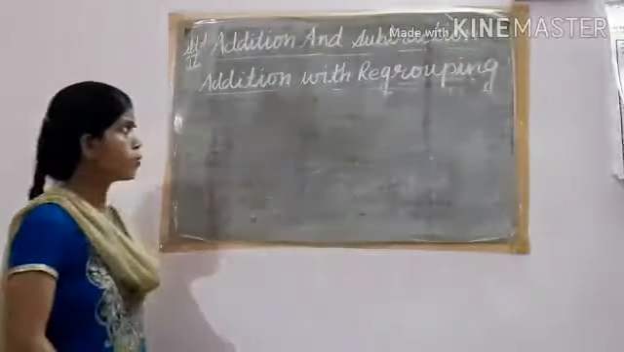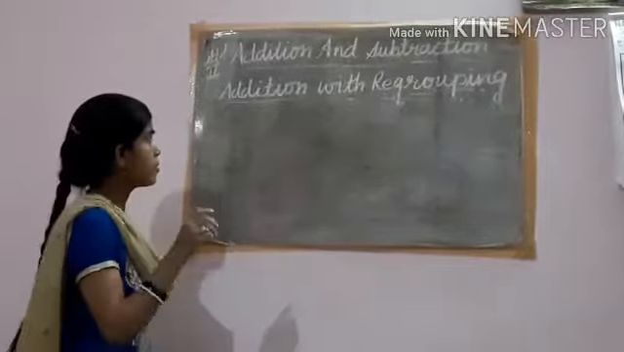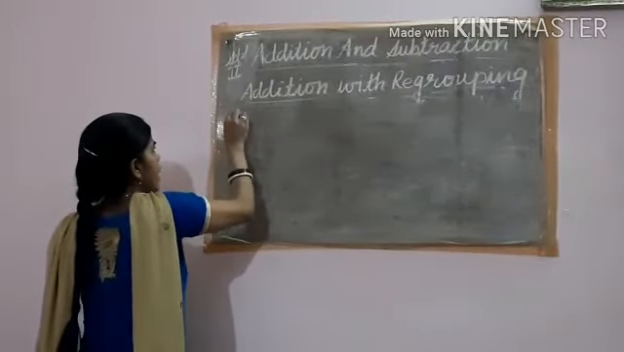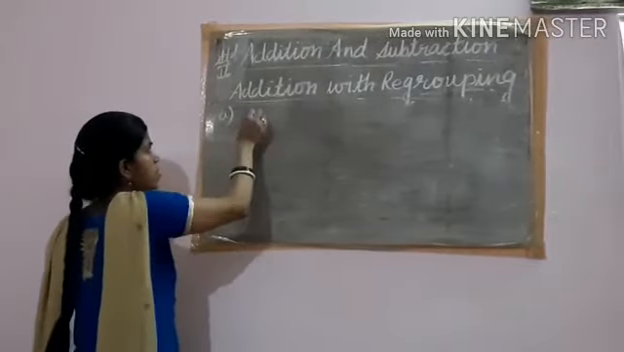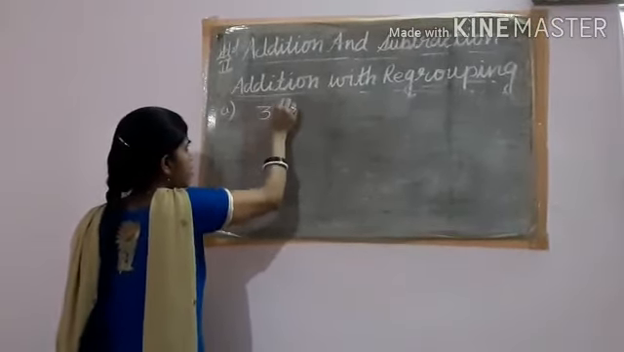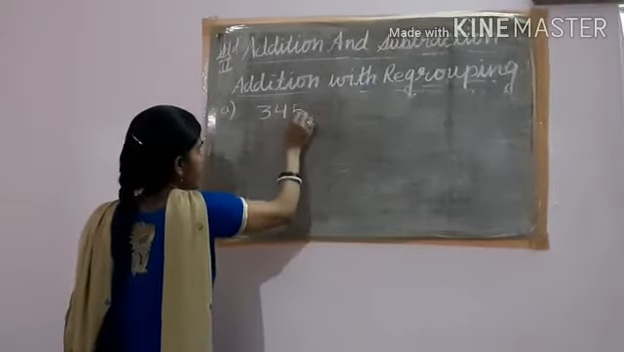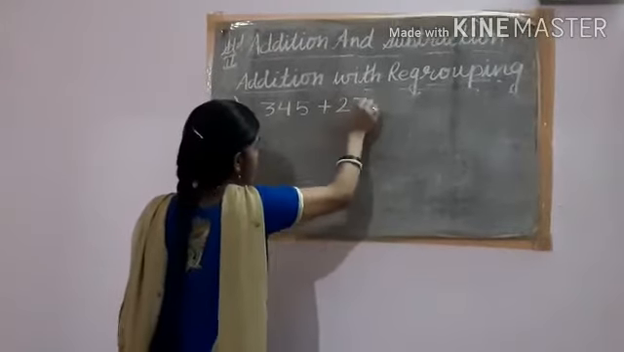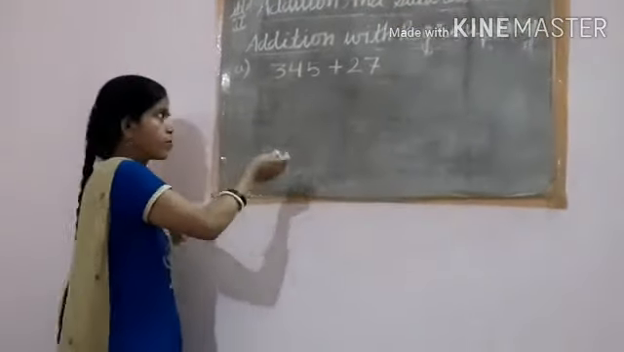I am showing you addition with regrouping by one example. Here I am going to add 2 numbers. The first is of 3 digits, any number I am taking: 345, and the other number is 27. So now what to do?